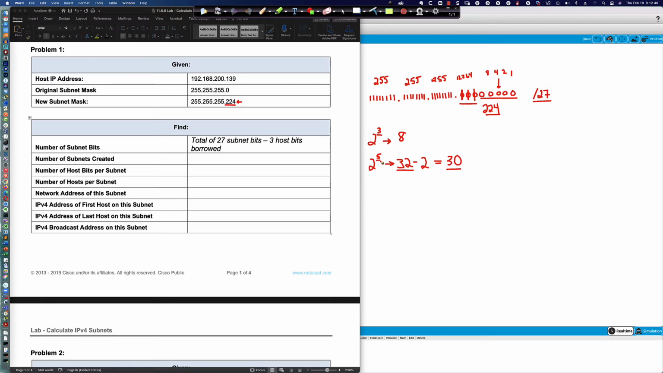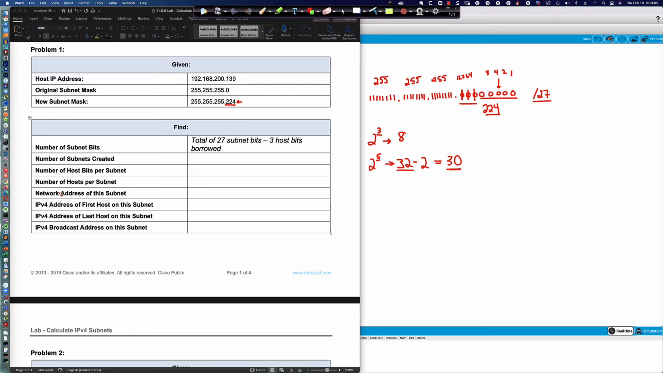Again, it's 2 raised to the number of host bits that remain after we borrow from the host bits to get the subnet bits, right? To increase the number of subnets. And so we end up with 30 usable IPs.